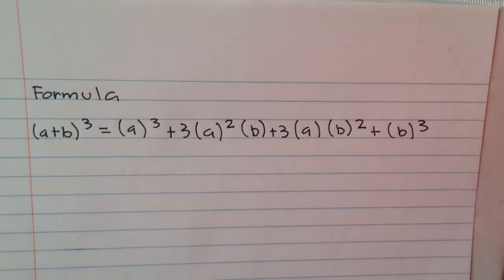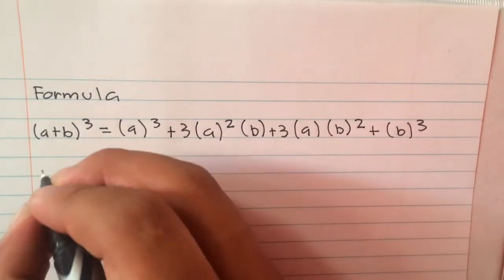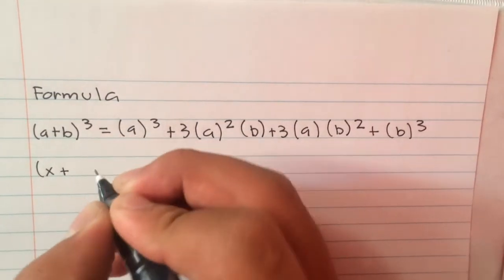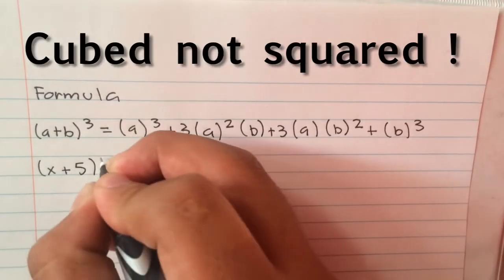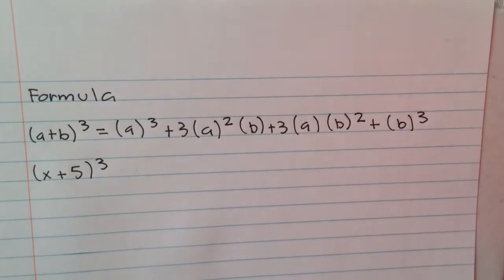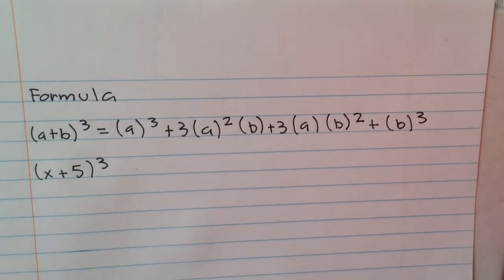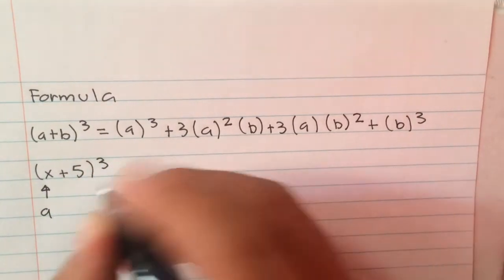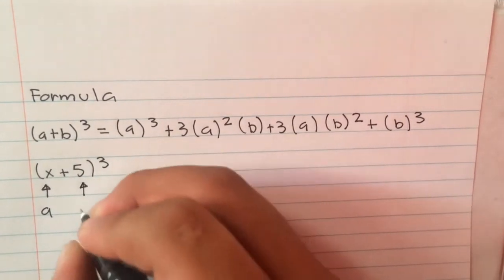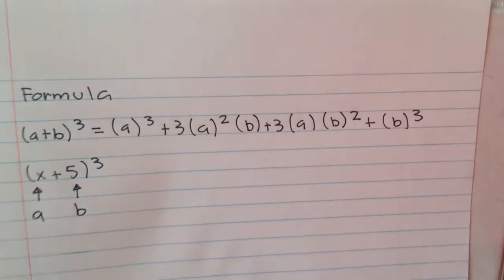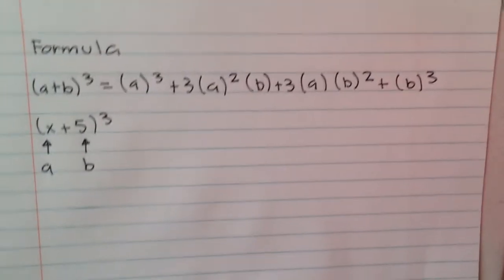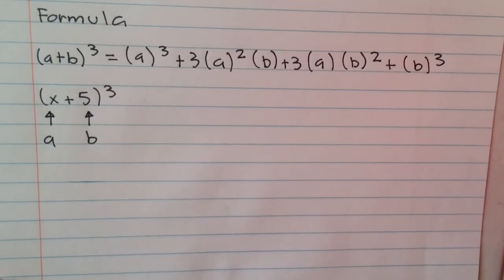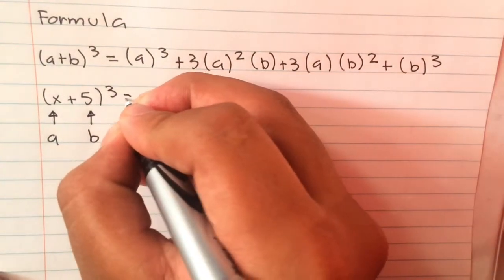They're going to give you something like, alright, let's start simple. (x + 5) cubed. As you can see, you're wondering, how am I going to get my A? How am I going to know what's B? Simple. That's your A, and that's your B. Okay, after that, you start plugging in numbers.